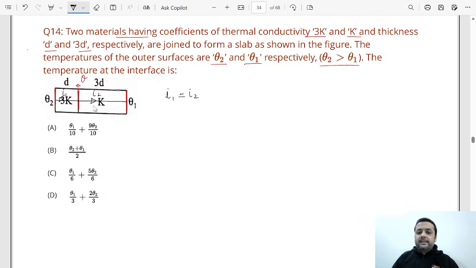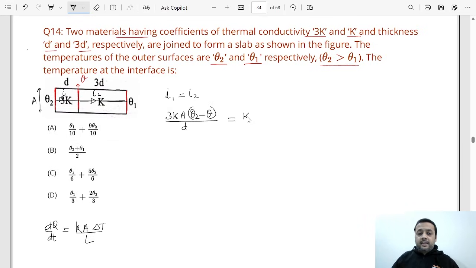Okay. Now how do you write the heat current? Heat current simply means dQ by dt. What is the value of dQ by dt? If you remember, that is conductivity into cross section area into temperature difference ΔT by L. So what is the conductivity of the first slab? That is 3K, into cross section area A, into temperature difference theta 2 minus theta. Always temperature difference should be higher temperature minus lower temperature, upon length of this. Now length of this is D. And that should be equal to I2. What is the value of I2? I2 is the heat flowing here. So that will be what?